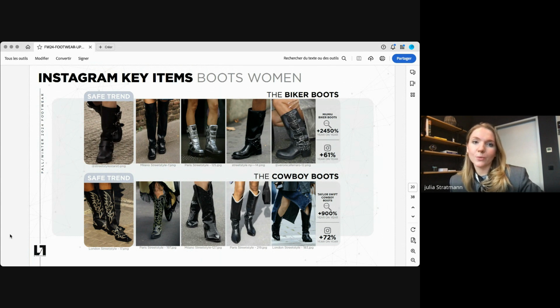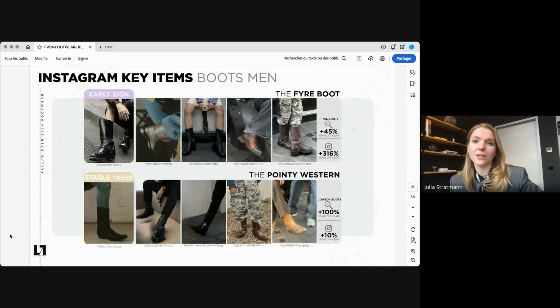And when we look at men, we can also see that Instagram is proposing new styles that are suggesting a dynamic blend of modern and traditional. So our data could track the emergence of squared toe biker boots. So these heritage boots that feature this little iconic buckle on the ankle have been growing by 316%. And we also expect this trend to really gain momentum. And simultaneously, we also see the pointy Western boot as a stable and fashionable choice that is reflecting a broader acceptance of this more feminine element in menswear footwear.